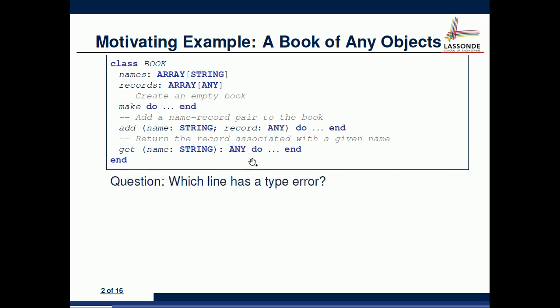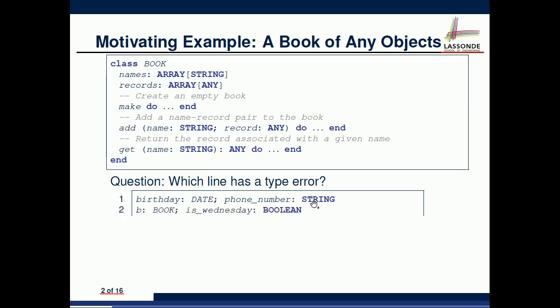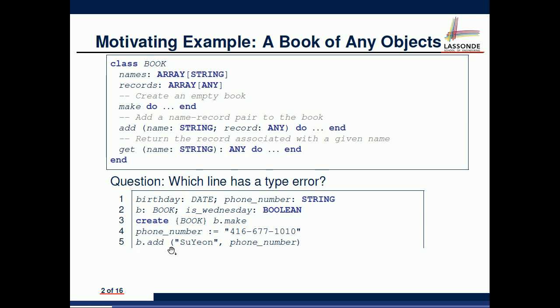Now, I'm going to show you a series of lines. Just tell me which line or which lines will not compile. I'll show you all. We have birthday, which is, let's assume we have a date class. And phone number, a string. Also, we have b of type book over here, and also isWednesday, which is Boolean. And we create an empty book. Also, phone number is simply this number here. And also, we have b.add, let's say Xuyang, and also some phone number. So this is more like a phone record. And then we create another birthday here, and then we add Yuna's birthday. So we're storing phone number and birthday at the same time, simply because it's an array of any.